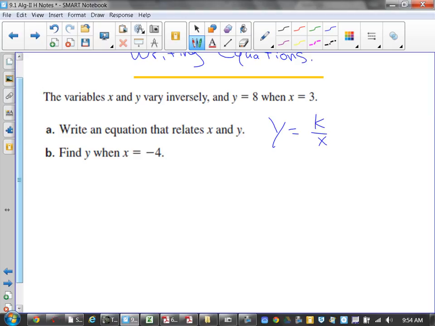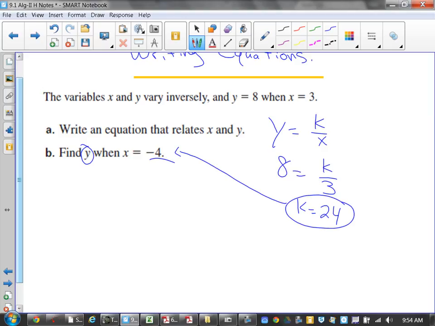It's just writing equations. This is where it gets interesting. And they say that when y is 8, x is 3. So let's see. Y is 8, x is 3. What is y when x is negative 4? What do you have to solve for? K. Okay. And you already said this, Phoebe, what's the value of k in this equation? 24. So here we know that the k value is 24.